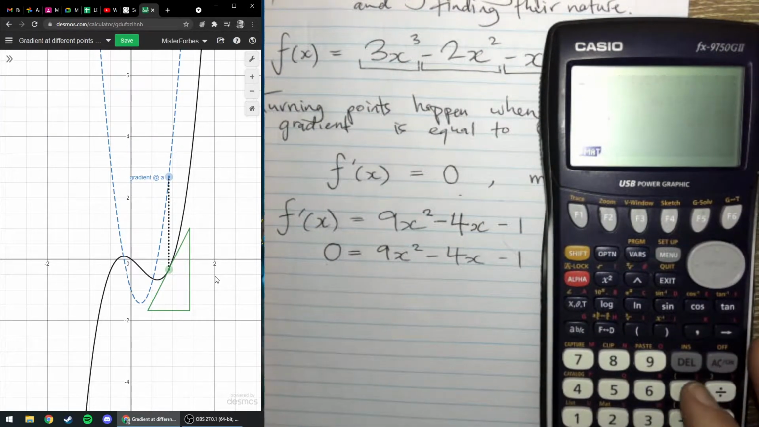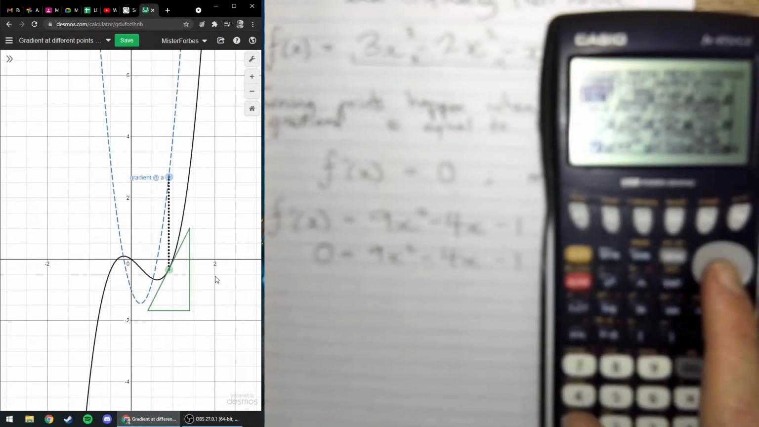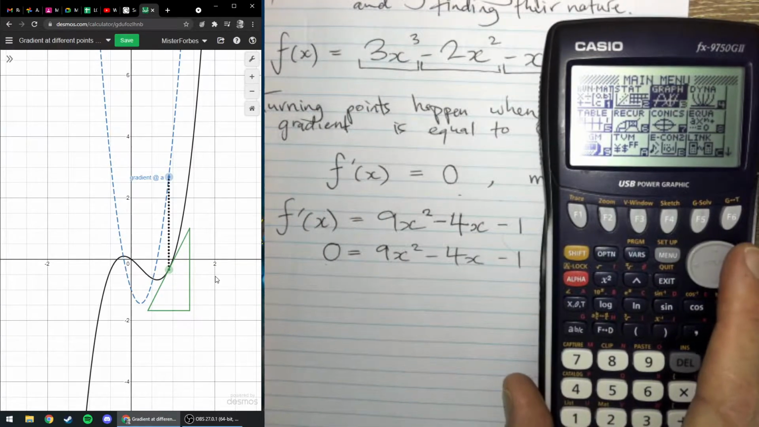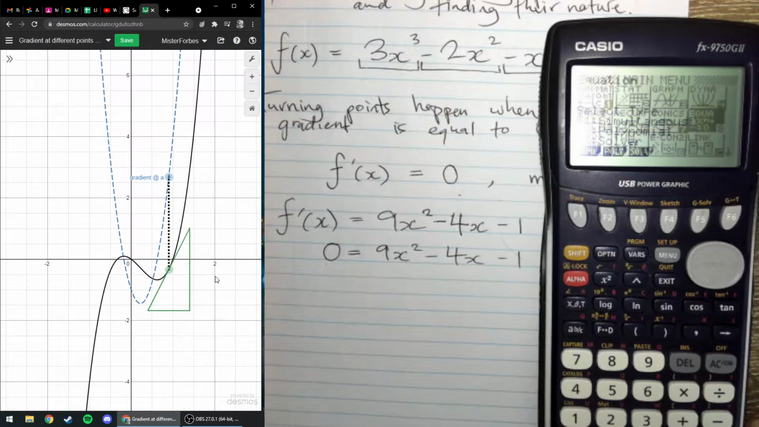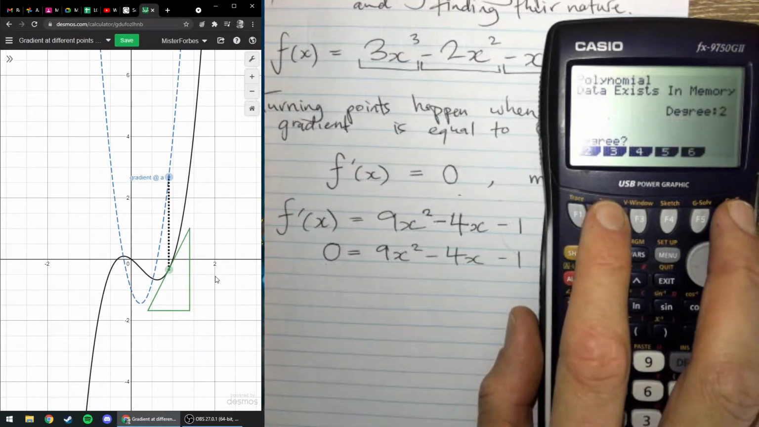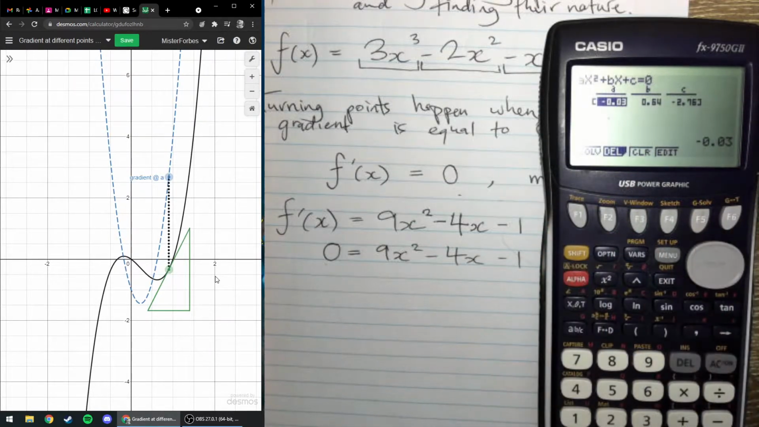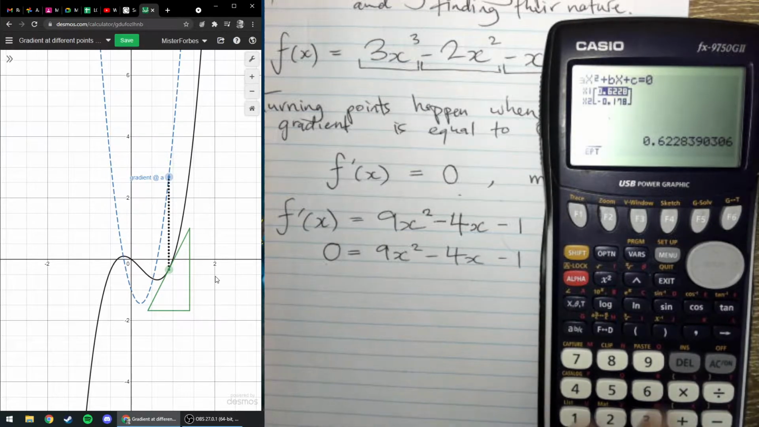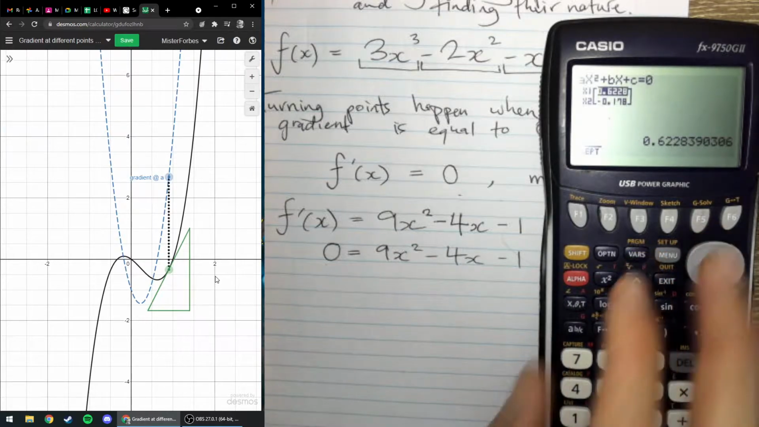So, what I need to do is go into menu, go over to equation, and put in a polynomial. It's 2 degree. So, I'm going to put in the A value as 9, the B value as negative 4, and the C value as negative 1. I'm going to solve that, and that gives me my two points.